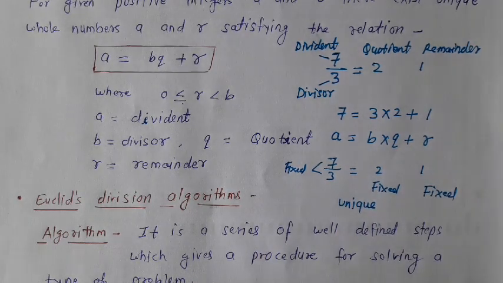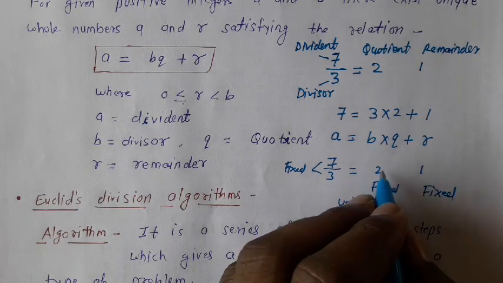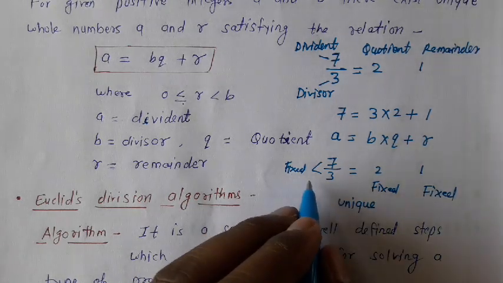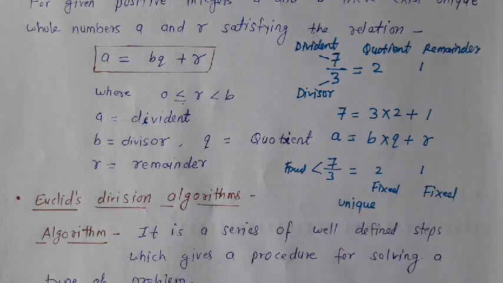You can understand that the whole numbers q and r are unique. This is a unique whole number q and r. Means all are unique. 2 is unique, 1 is unique. So you can understand the uniqueness.